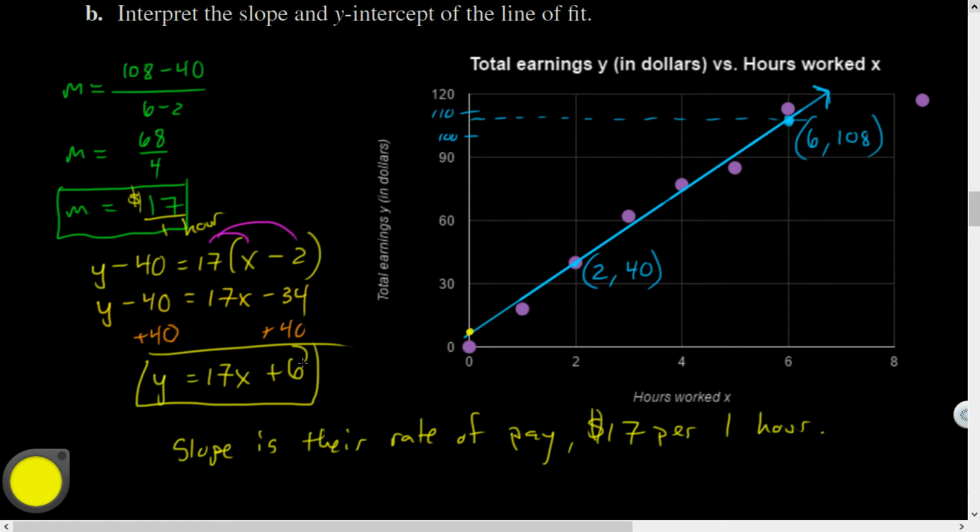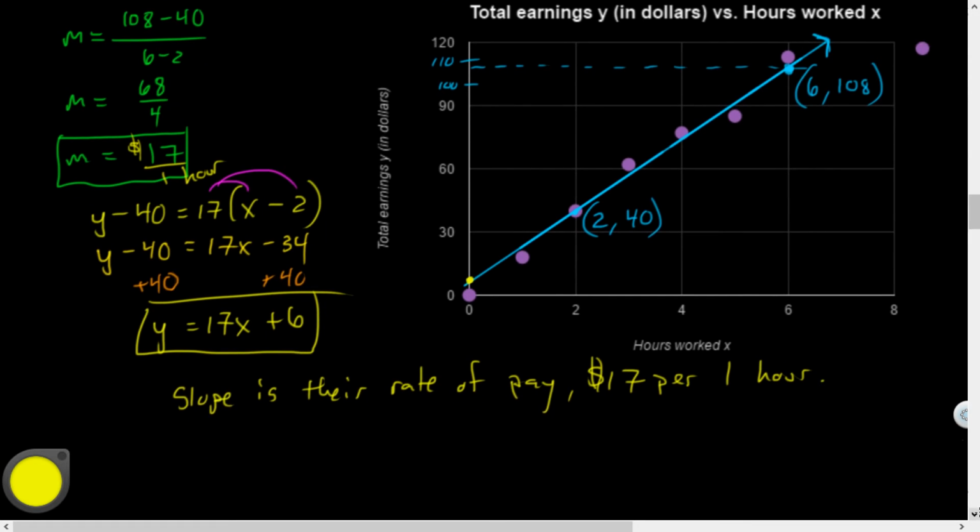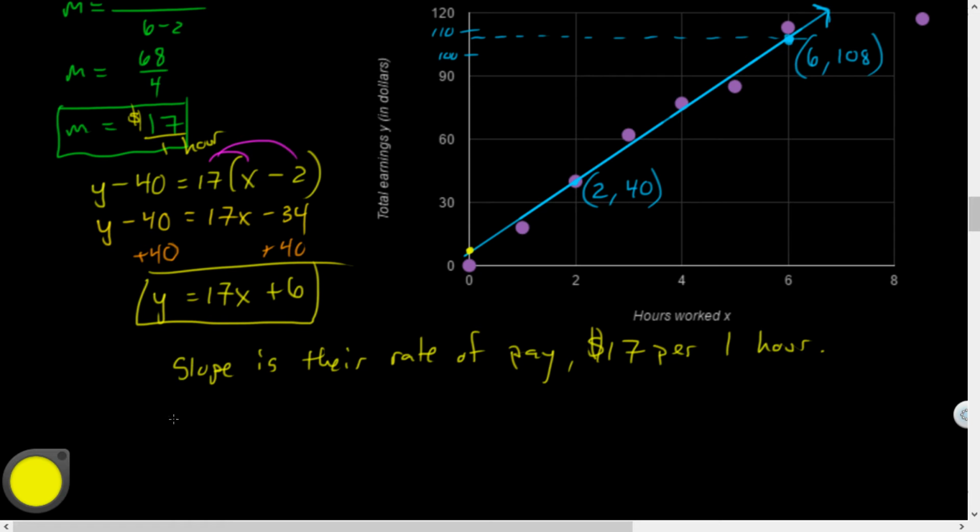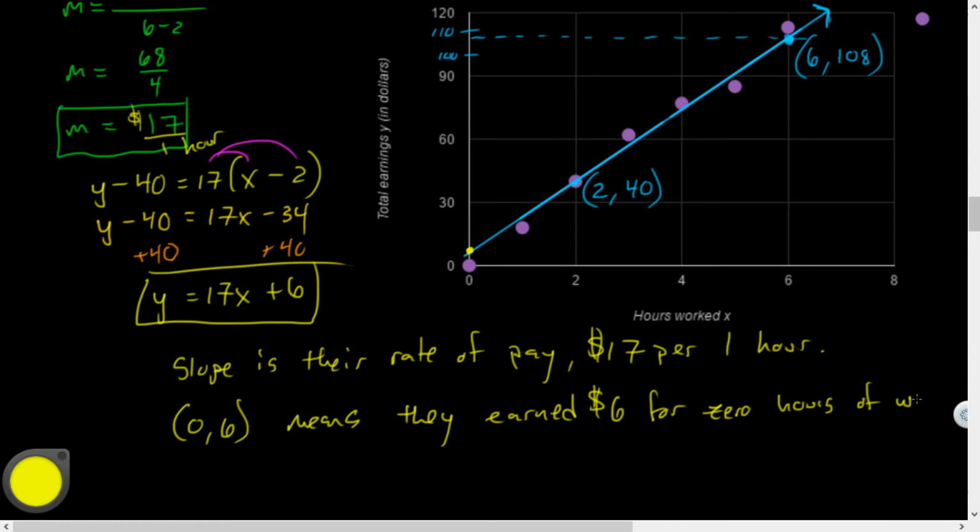Now I ended up getting a y-intercept of 6, which doesn't make sense in real life. The y-intercept (0, 6) means they earned $6 for 0 hours of work, but that's not usually how bosses pay you. Okay, but that's what that would mean.